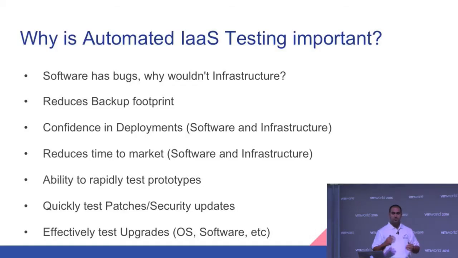And the last piece here is effectively testing upgrades, right? You want to go from a Windows 7 client to a Windows 10, or you want to upgrade your version of CentOS. You can do that through automated infrastructure testing.